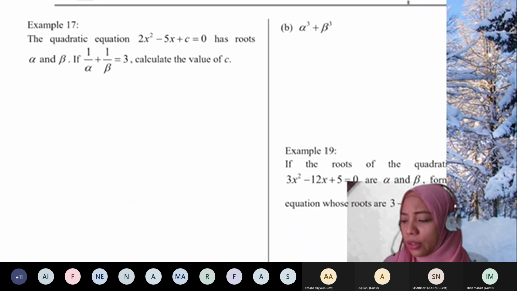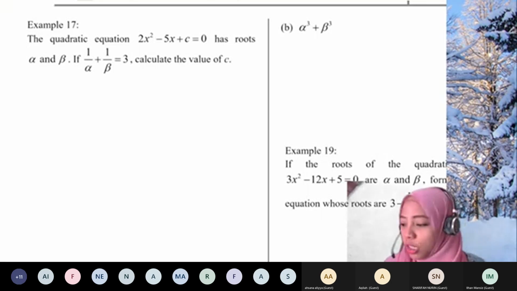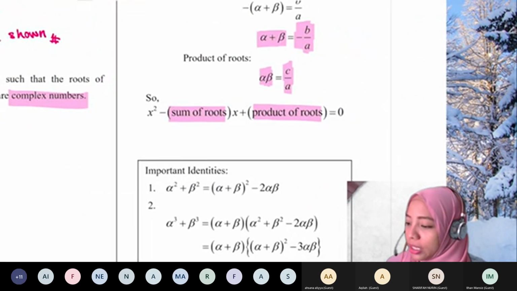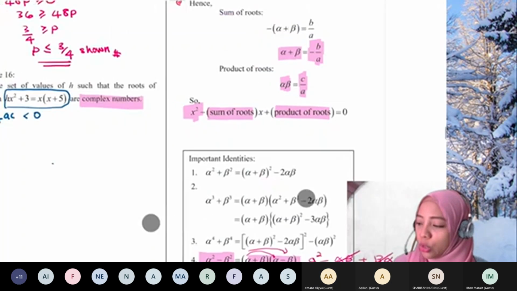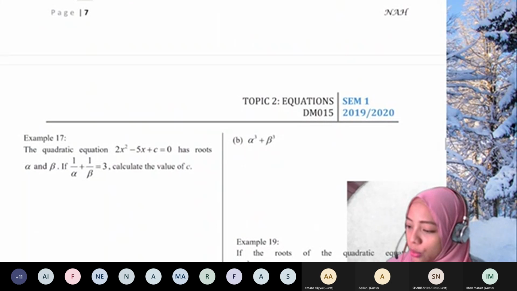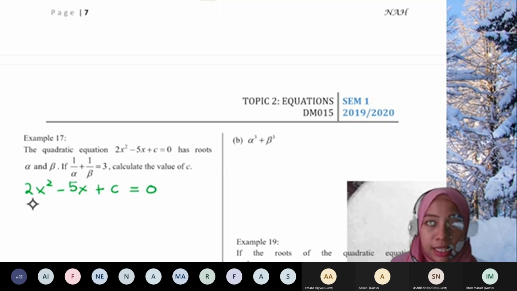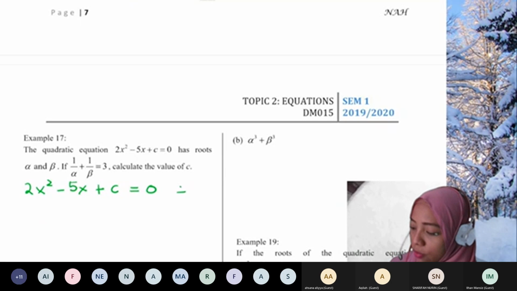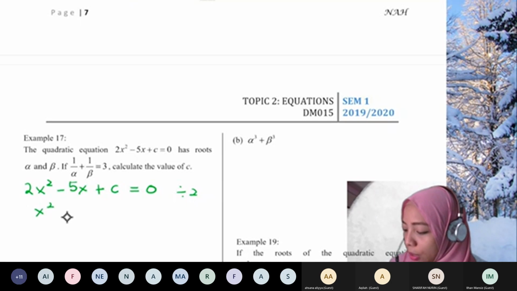Okay, let's do example 17. The quadratic equation 2x square minus 5x plus c has roots alpha and beta. If 1 over alpha plus 1 over beta equals 3, calculate the value of c. How do we do this? Suggestions? First, look at the form: x square must have coefficient one. You must get this form first, then you can equate. So 2x square minus 5x plus c equals 0. We want the coefficient to be 1, so I divide all terms by 2, left and right. It becomes x square minus 5 over 2 x plus c over 2 equals 0.